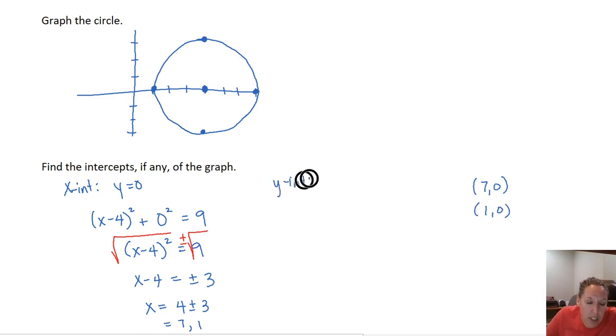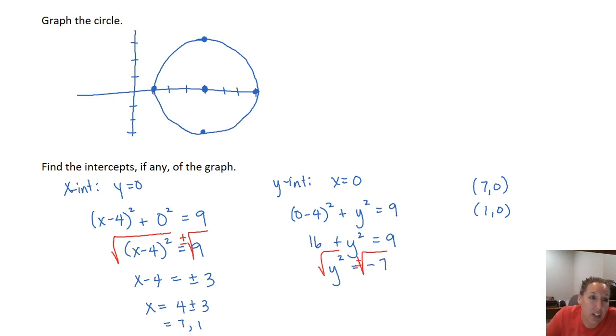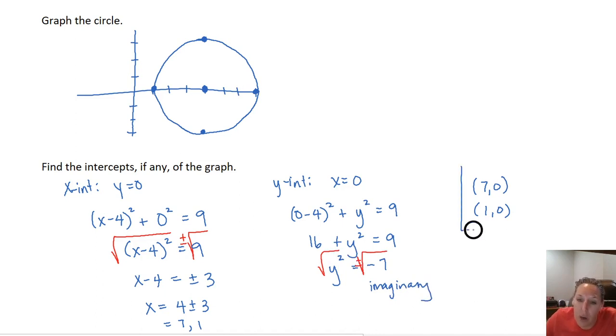If we want to find our y-intercepts, remember, we are going to let x equal 0 and do the exact same process. So (0 minus 4) squared plus y squared equals 9. 0 minus 4 is negative 4 squared, which is going to give us 16, plus y squared equals 9. When we subtract 16 from both sides to get y squared by itself, we get negative 7. Now if we take our square root, we're going to get the square root of negative 7, which is imaginary. So that does confirm that this will not cross the y-axis at all, and the only intercepts that we have are going to be at the points 7, 0, and 1, 0.